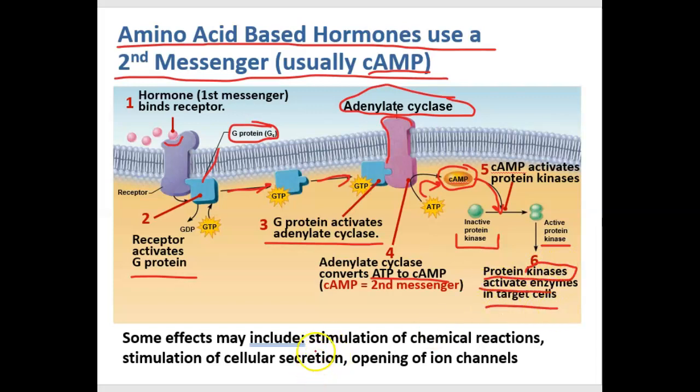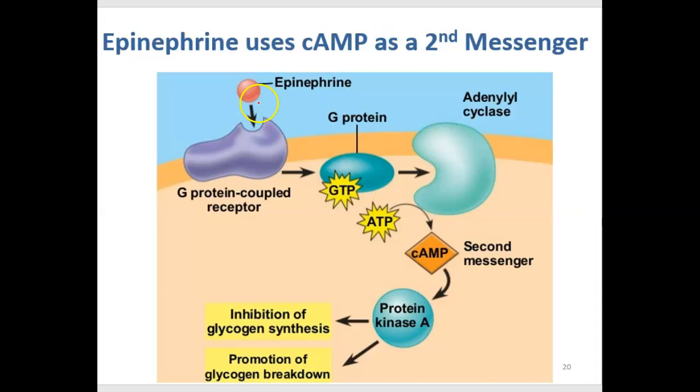So there's a lot of different effects that can happen. Chemical reactions will take place. Maybe a cell will secrete something in response. Maybe an ion channel will open. It depends on the target cell and the genes that are being expressed in that particular target cell. I'll show you one example with epinephrine.